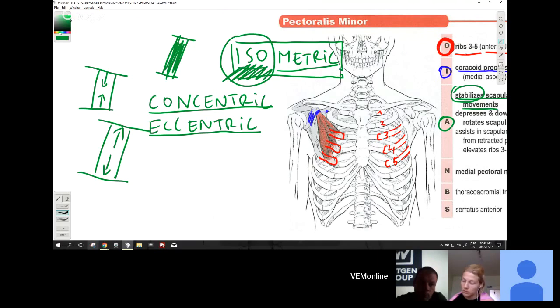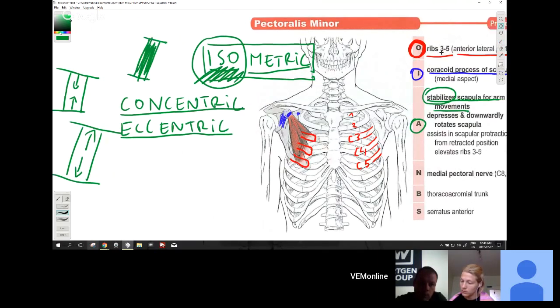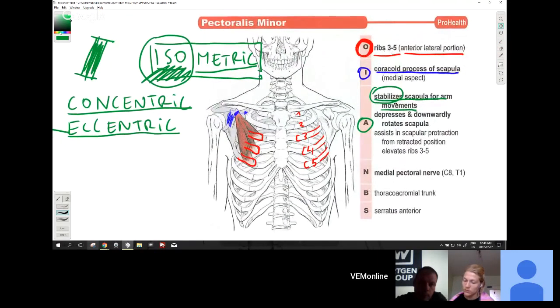If you see that some function of the muscle is going to be some sort of stabilization of some structure, there has to be isometric contraction. It just doesn't work any other way. So it will stabilize the scapula for our movements. Then it will depress and downwardly rotate the scapula. As well, it will assist in scapular protraction.